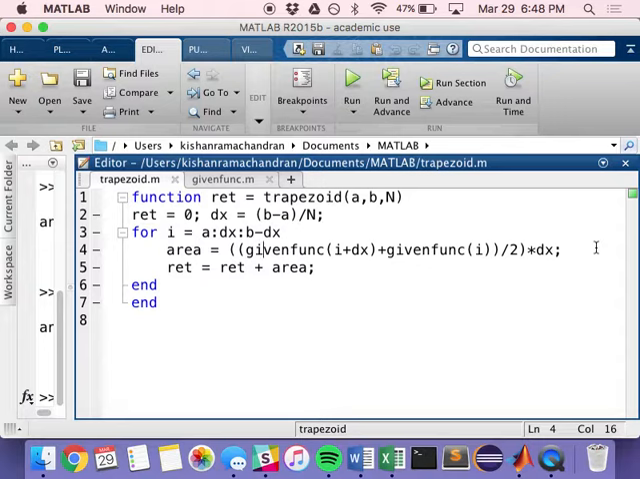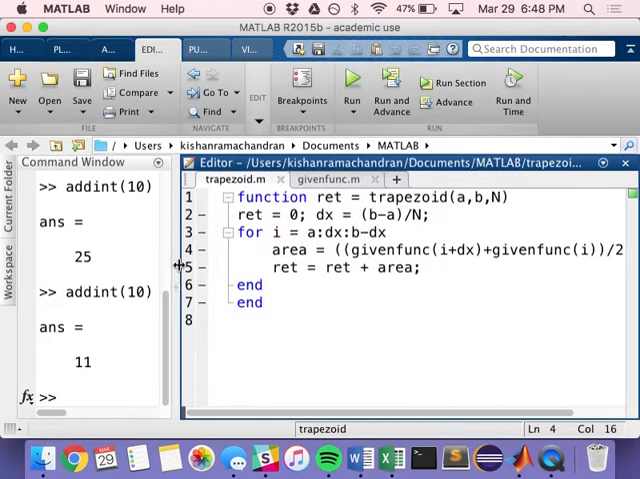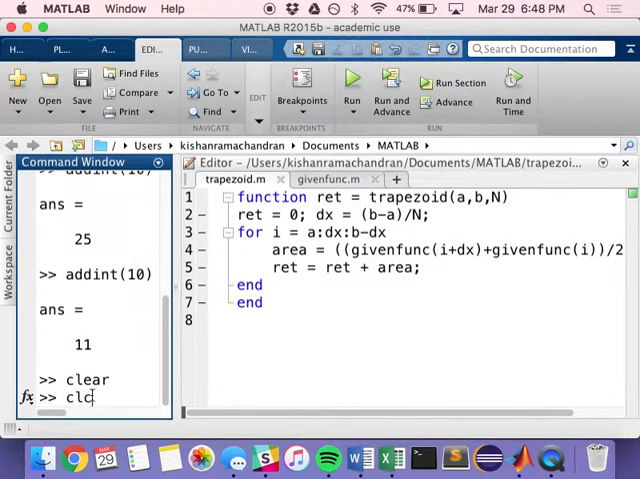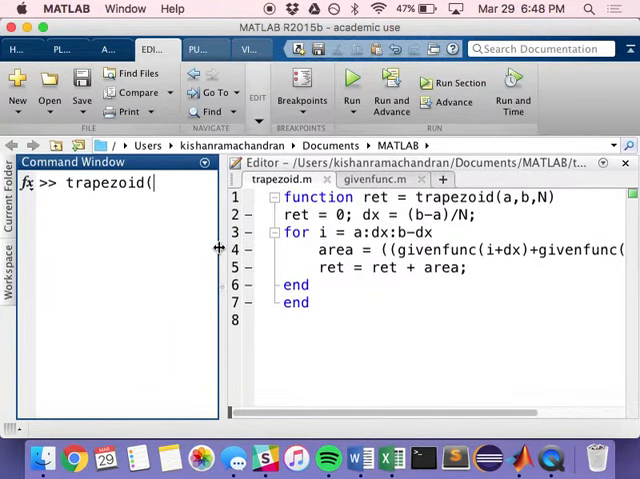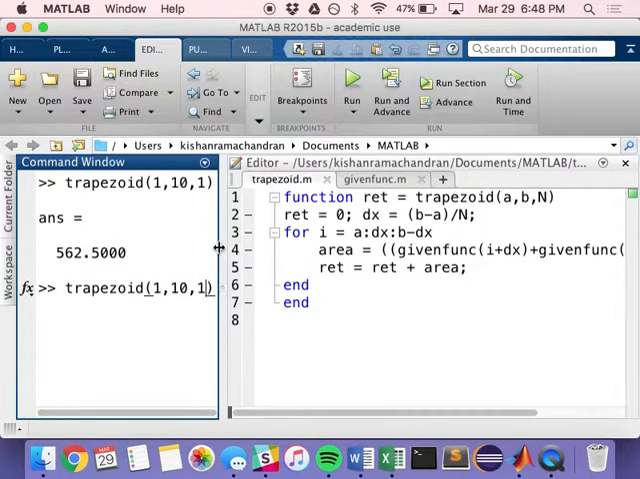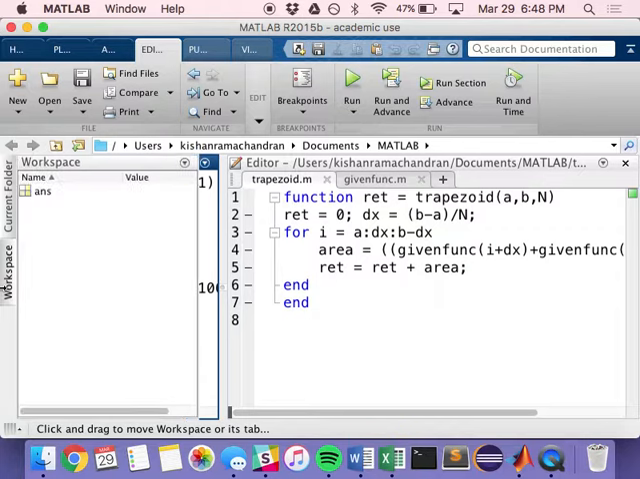So that's your area function, and the return, I'm just adding them up. Okay, so let's play around with this. Let's say trapezoid of 1, 10, 1. It's giving me 562 with an n of 1. Now if I make that 1 a lot bigger, you see how that drops a lot?